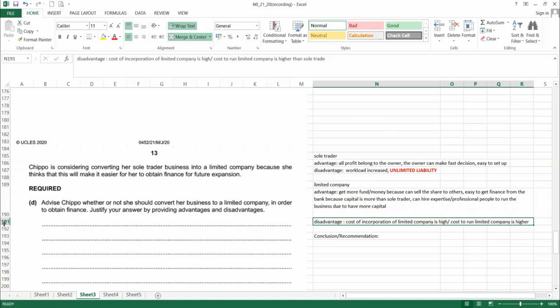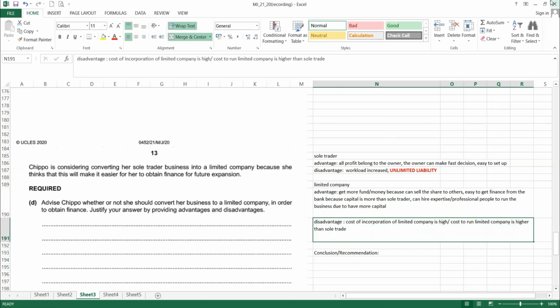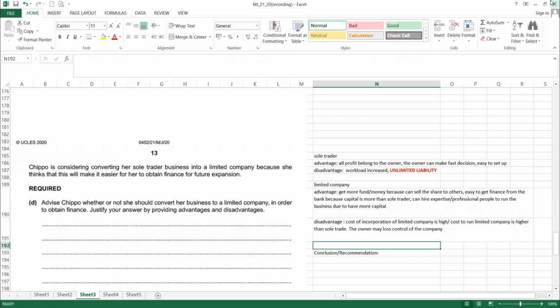And then coming to the sole trader, everything is controlled by yourself. But when you incorporate a limited company, this is what the owner always worries about: the owner may lose control of the company. That means other people have more shares than you. You are not the main shareholder, so you will lose control of the company. Okay, we come to the conclusion later.